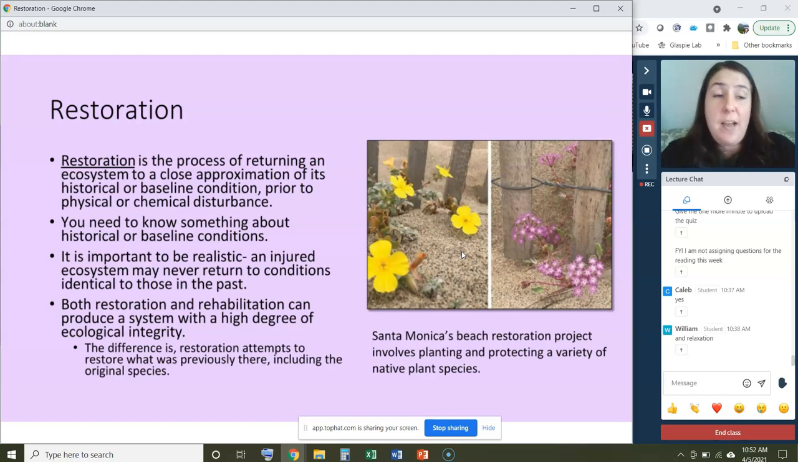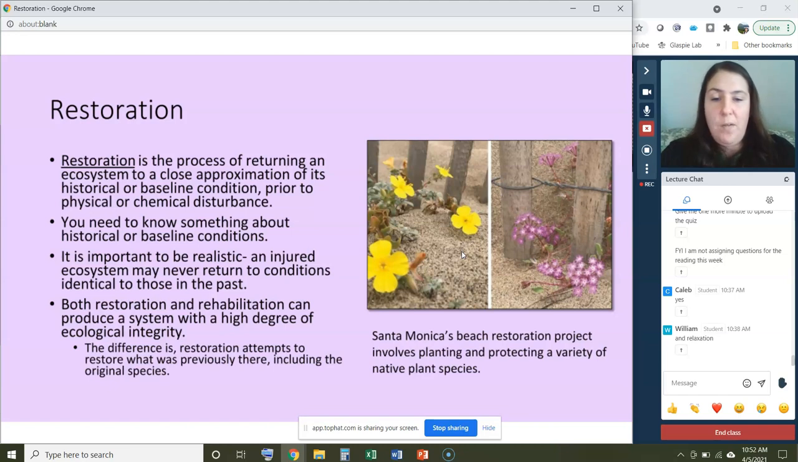And it's important to note that even though restoration is like the gold star in terms of dealing with environmental degradation, both restoration and rehabilitation can really produce a system with a high degree of ecological integrity. The difference being that restoration attempts to restore in pretty exact detail what was previously there, including the original species, while rehabilitation is really just trying to restore the function of the ecosystem beforehand, and doesn't necessarily rely on the exact species or the exact way the land was formed before.